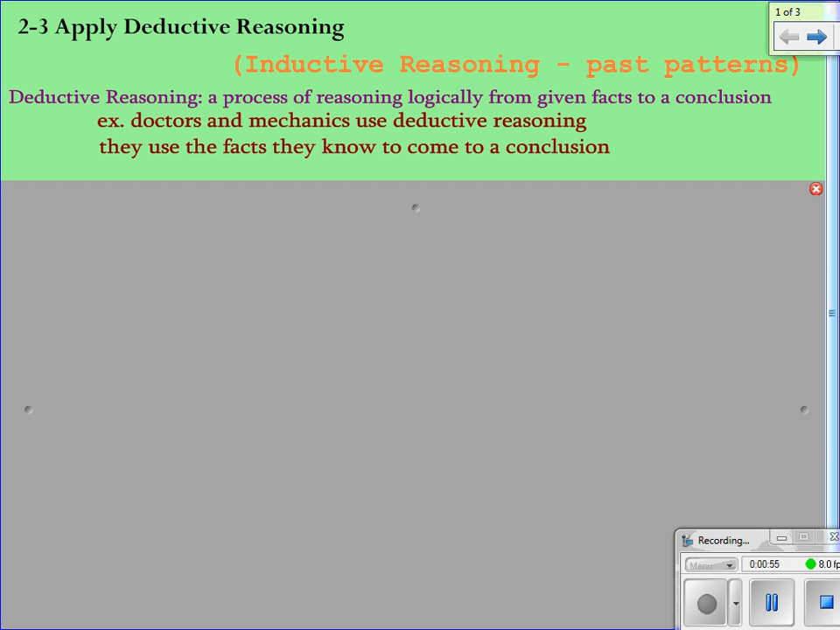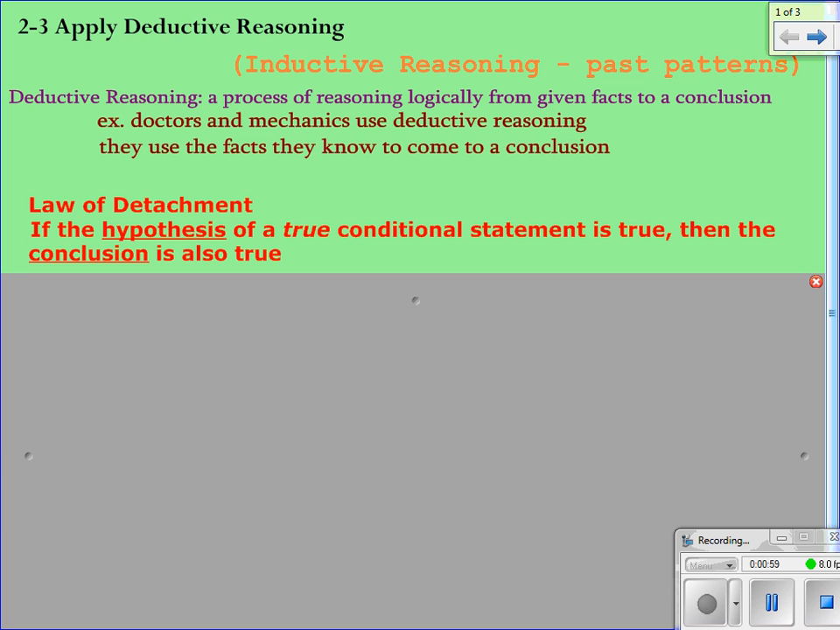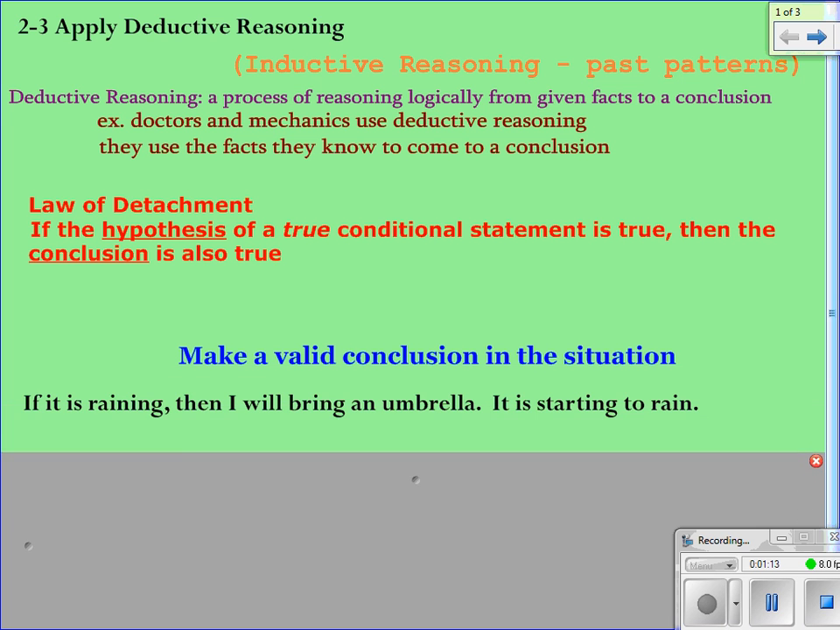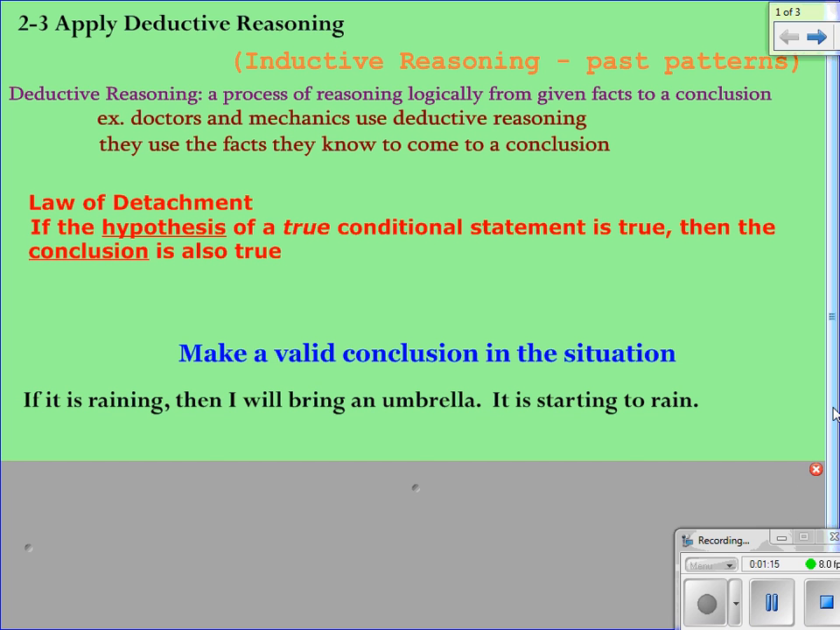So there are two forms of deductive reasoning that we're going to look at. Okay, one is the law of detachment. The law of detachment detaches an if-then sentence. So if the hypothesis is true, then the conclusion is also true. That's what the law of detachment is talking about. So let's actually give an example so it would make sense. So remember, law of detachment detaches a sentence.